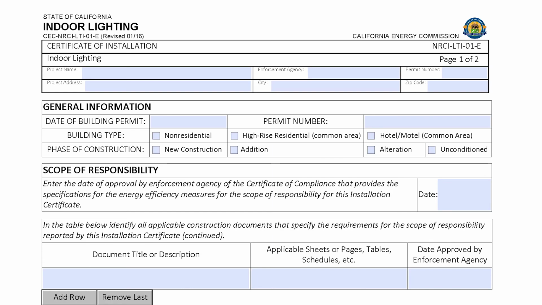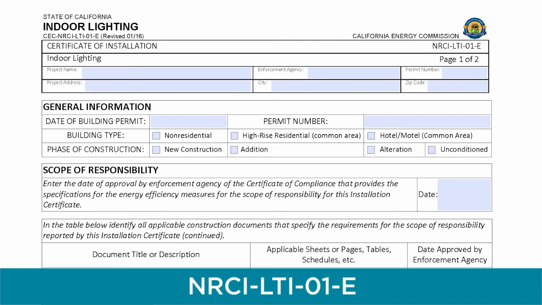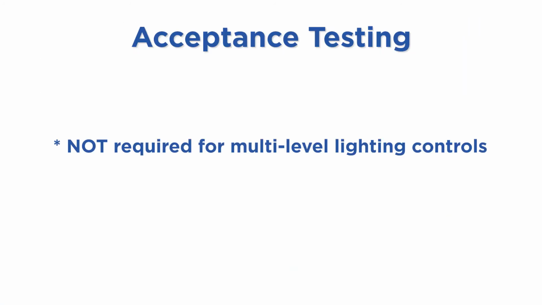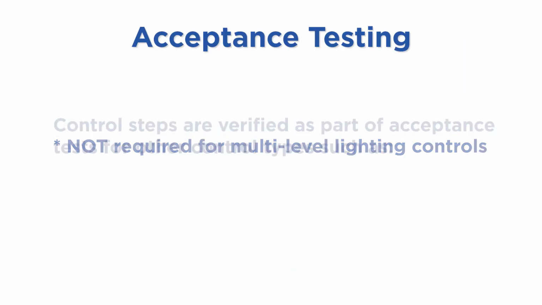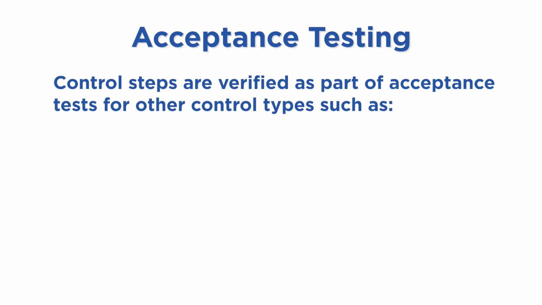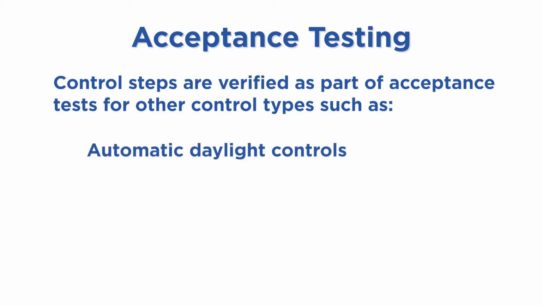Following installation, compliance is documented on Certificate of Installation NRCI-LTI-01-E. Multi-level lighting controls are not directly called out, but the form must be completed to show compliance with the lighting control requirements in general. Acceptance testing is not required for multi-level lighting controls. However, the control steps they deliver will be verified as part of acceptance tests for other control types, such as automatic daylighting controls and demand response controls.